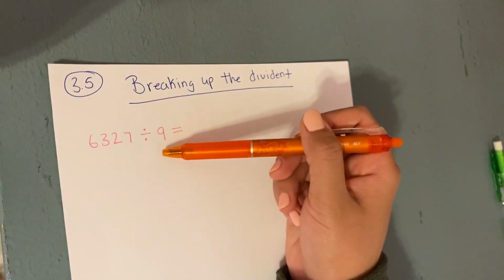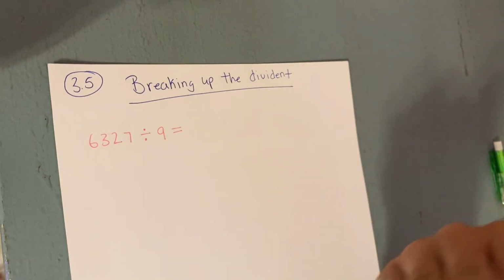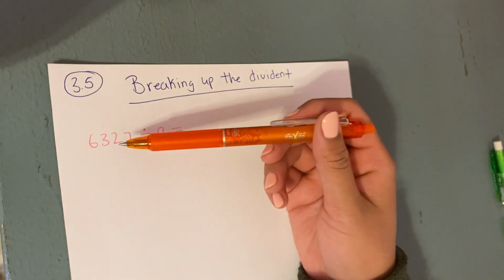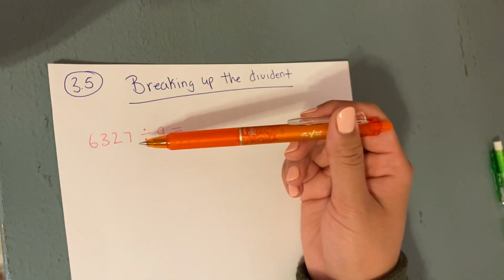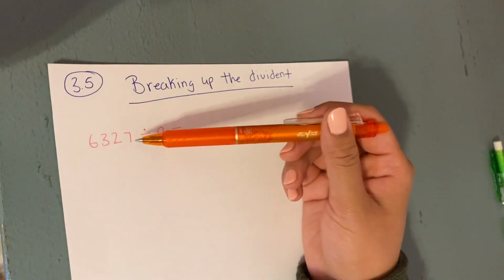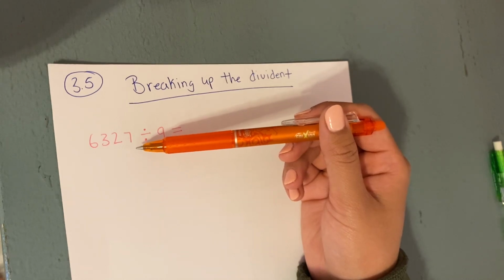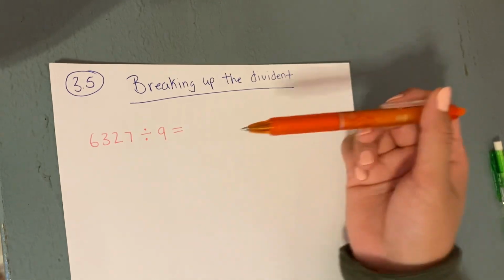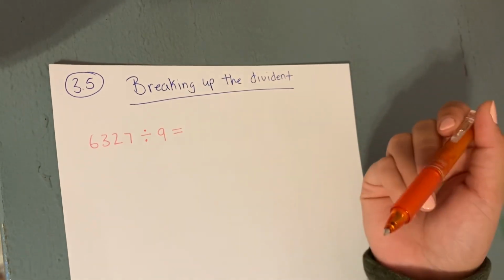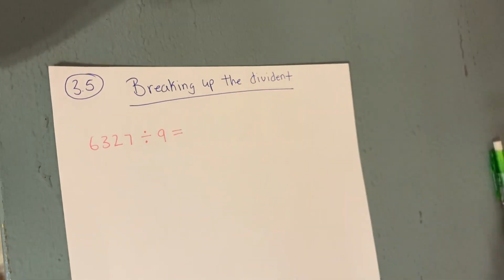So I went ahead and wrote down the problem to save us some time and for you all to be able to see it ahead of time. And right away you can see that we're going to have to divide 9 into 6,327. That alone is a big number. It can be a little bit overwhelming at times. So I'm going to show you how to do the break up the dividend model with this problem.